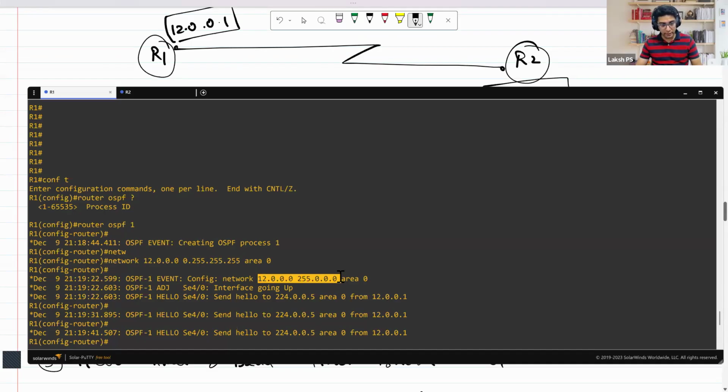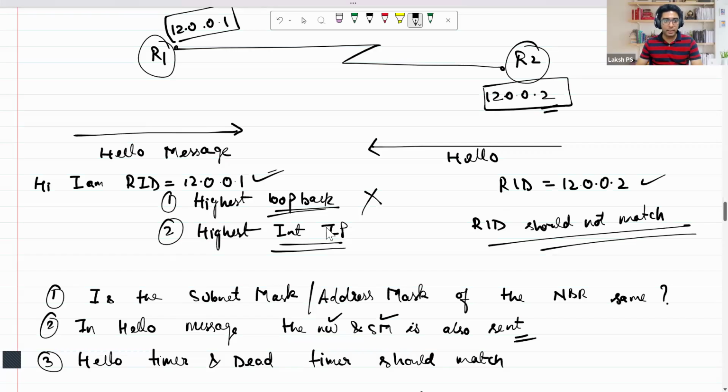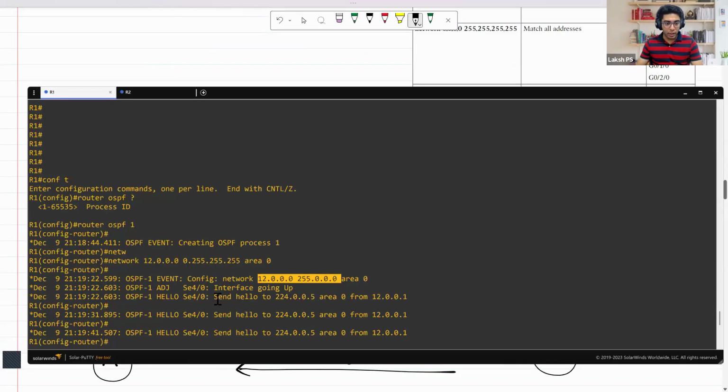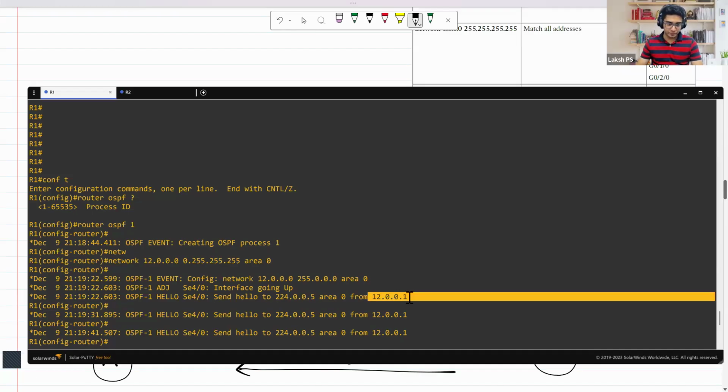And how is it discovering? We discussed the second purpose, dynamic discovery. How is it discovering? Through OSPF hello messages, right? And we can see that here. It sends hello messages through this interface, at the multicast address 224.0.0.5 from the IP address 12.0.0.1.